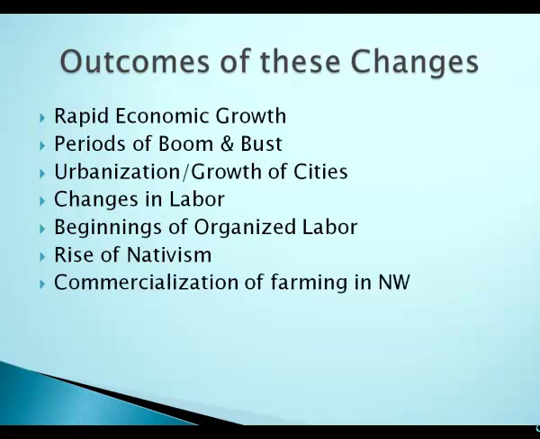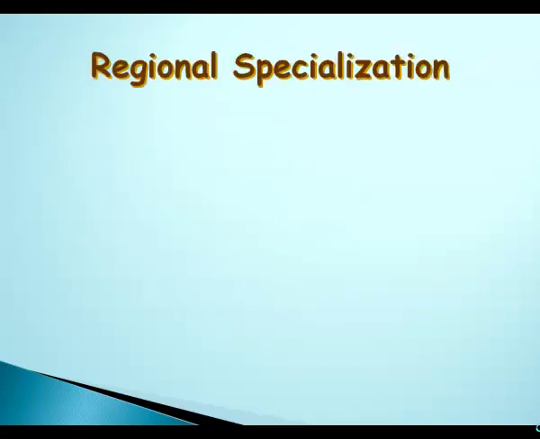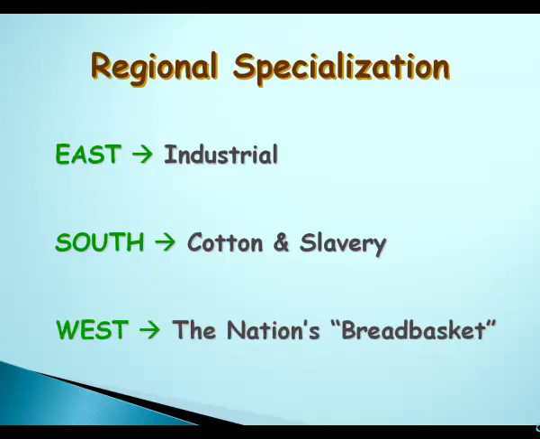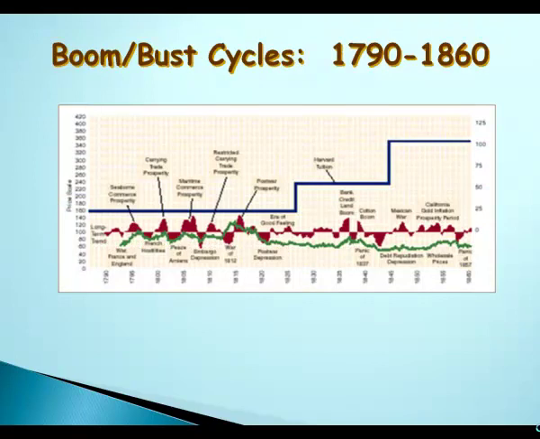Commercialization of farming in the Northwest. And of course, you've got social and cultural responses to all these changes. Like I said, regional specialization. In the East, we're going to become very, very industrial. In the South, cotton and slavery. In the West, it's going to become the nation's breadbasket for both the North and the South, because they're so busy growing cotton in the South and so busy with factories in the North, they haven't got time to go out and farm. As I said, boom and bust, as you can see.